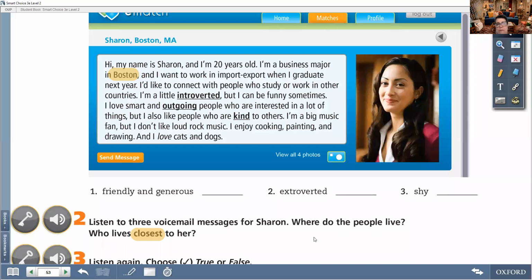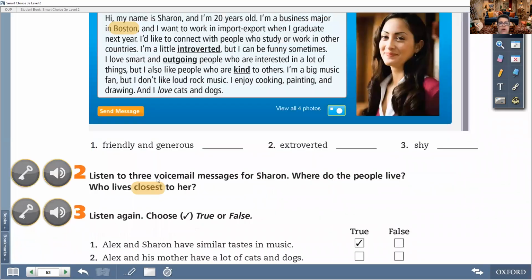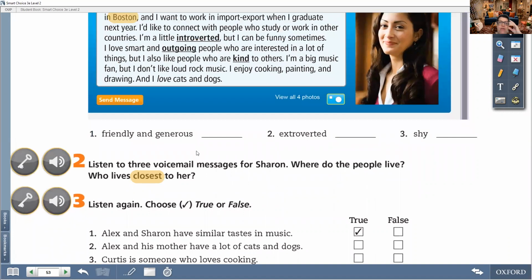All right, people. So which one is closest to her? Let's write here. The first guy is from Florida. The second guy is from Boston. And the third one is from Osaka. Which one lives closest to her? What do you think? What do you think?